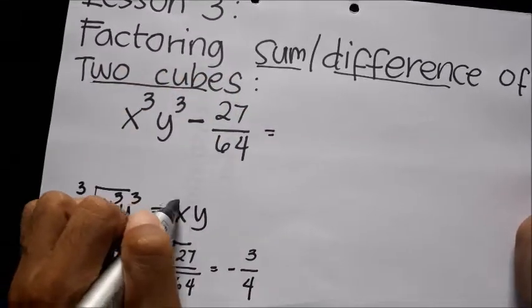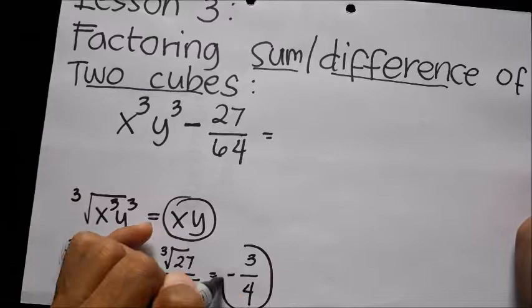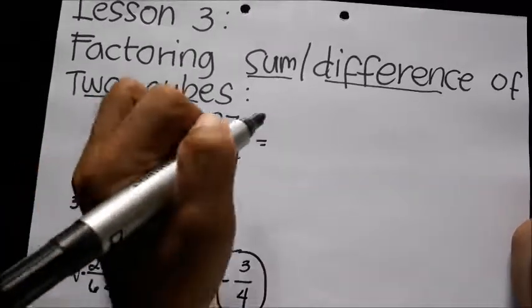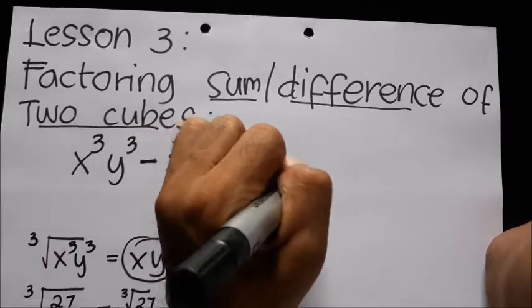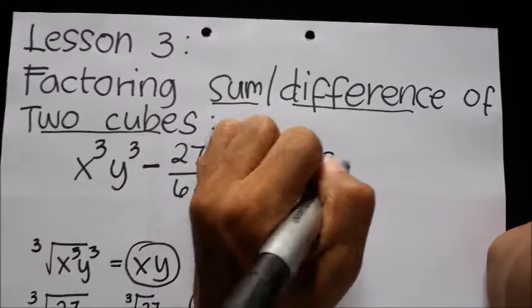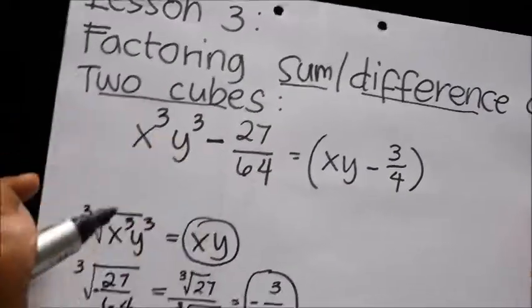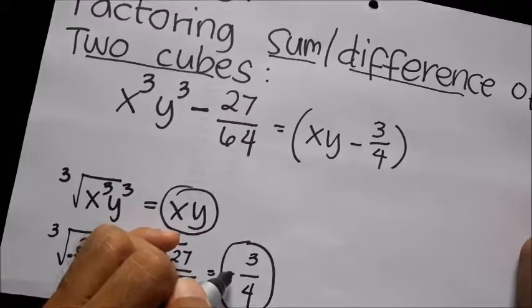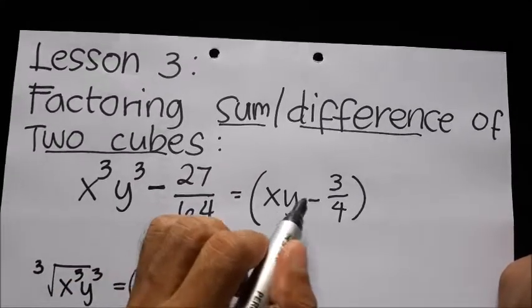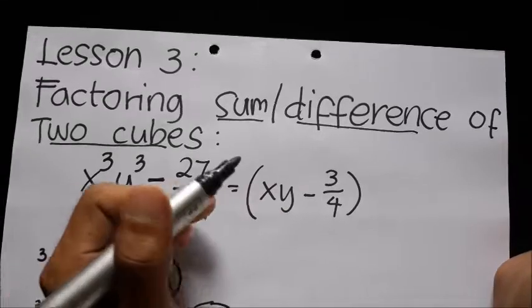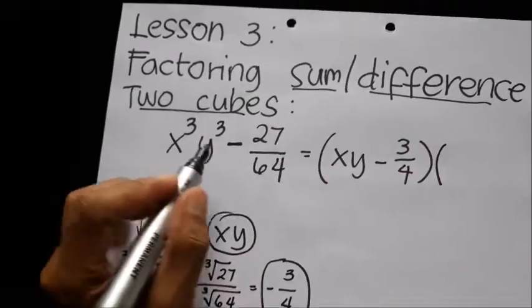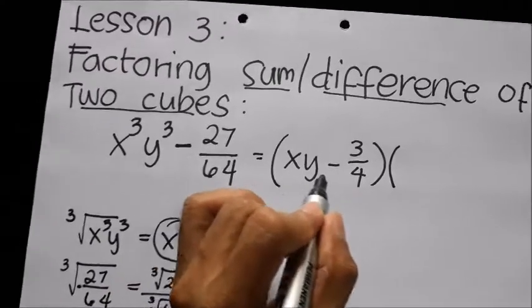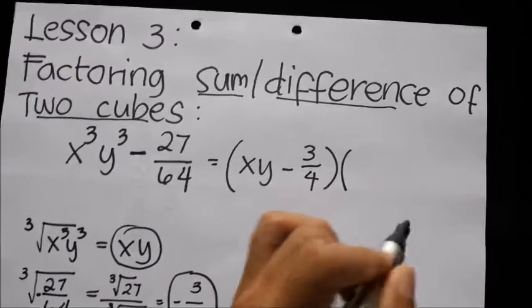So from this one, ito at ito yung gagamitin natin para makuha yung binomial factor. So binomial factor muna, that is xy minus 3 over 4. So kung plus ito, then magiging plus, then plus din ito. So ang binomial factor niya is xy plus 3 over 4. To get the trinomial factor, kasi ang factored form nito is composed of binomial and then the other is trinomial.